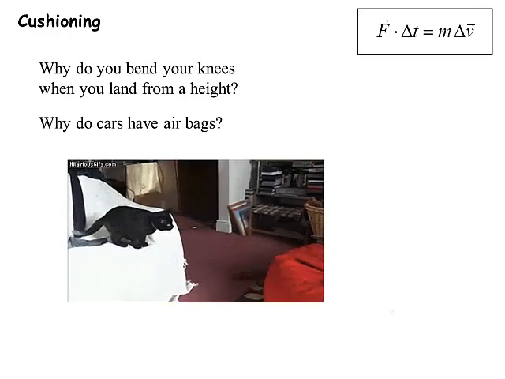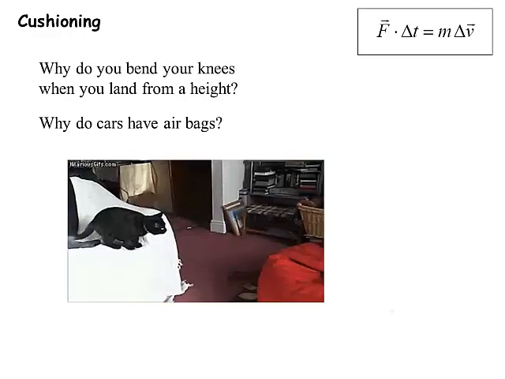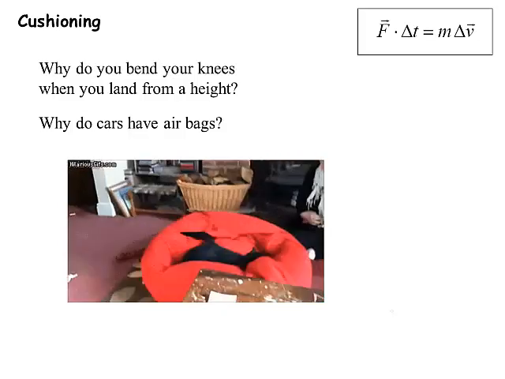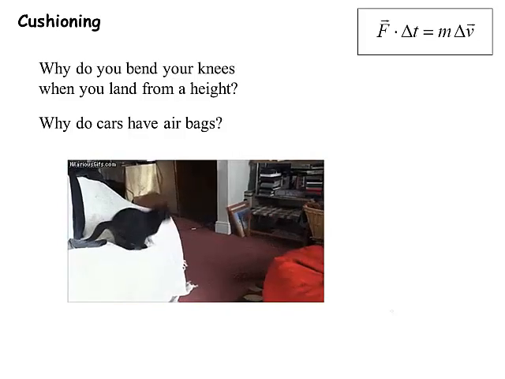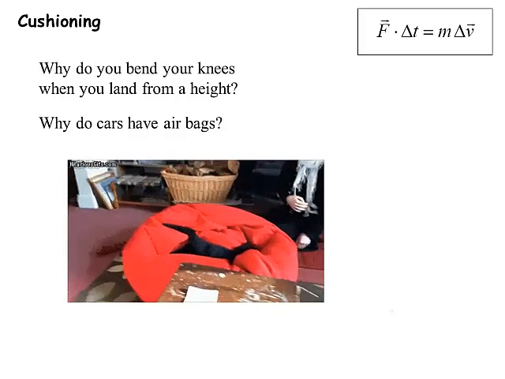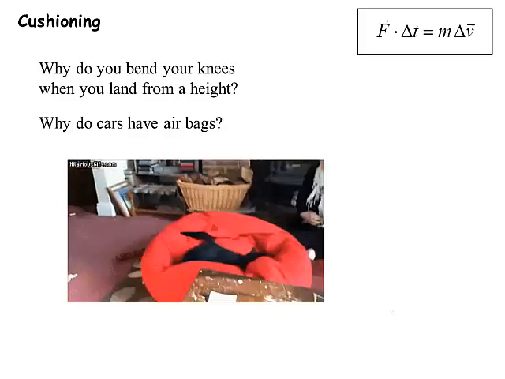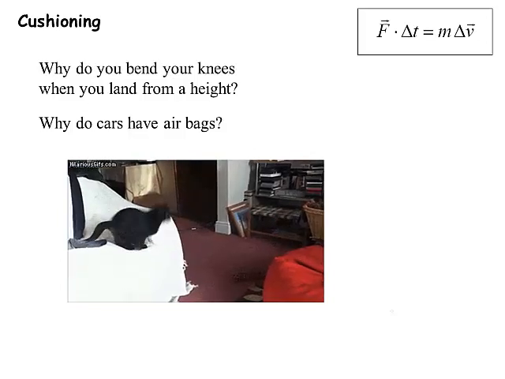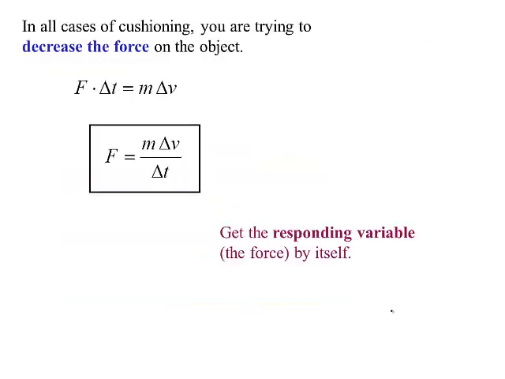Cushioning. Why do you bend your knees when you land from a height? And why do cars have airbags? Many applications like this, like airbags, bungee cords, trampolines, all basically the same kind of thing. In all cases of cushioning, you're trying to decrease the force on the object.